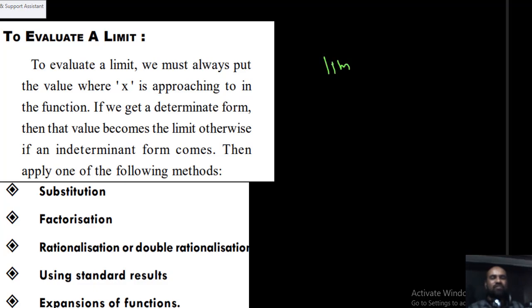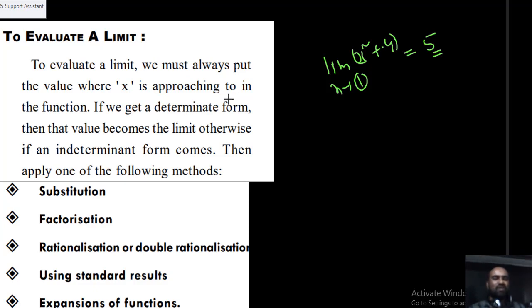We want to find the limiting value of the function x square plus 4 where x is tending to 1. Just put x equal to 1 in the given function. If you get a finite value, that finite value is the limiting value of that function. So what do we get if we put x equal to 1 here? We get 5. So 5 is said to be the limiting value of the function. Or you find LHL and RHL, both are equal to 5 only, or directly you can say the limiting value of this function is 5.